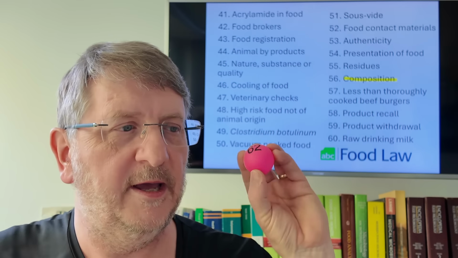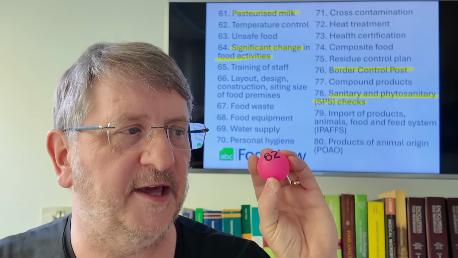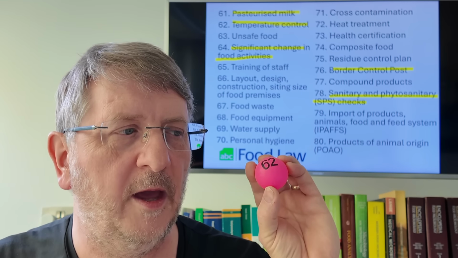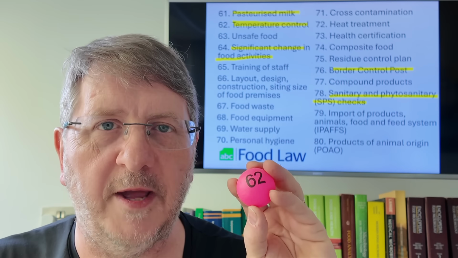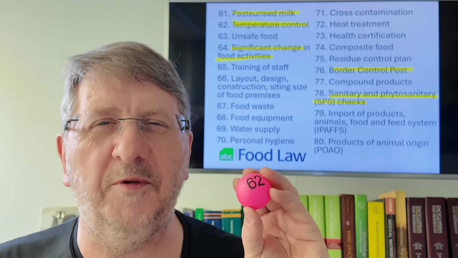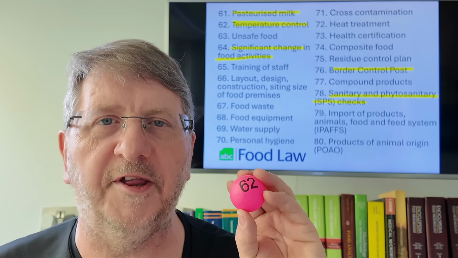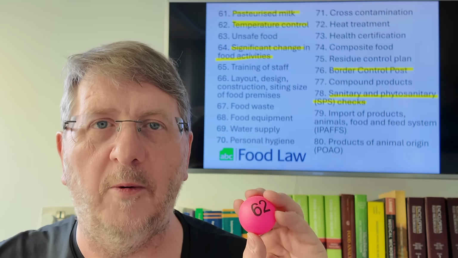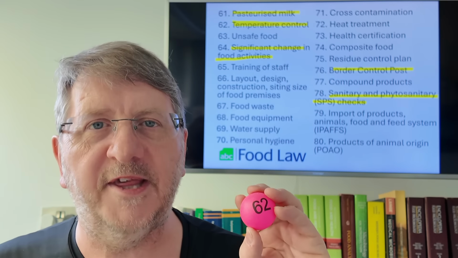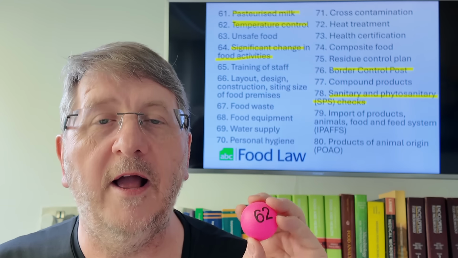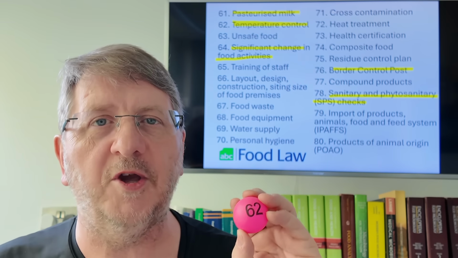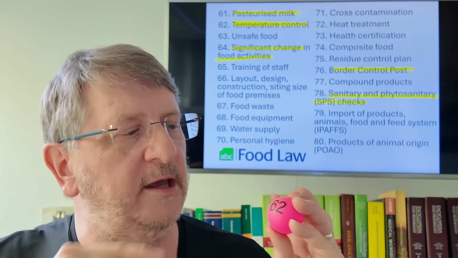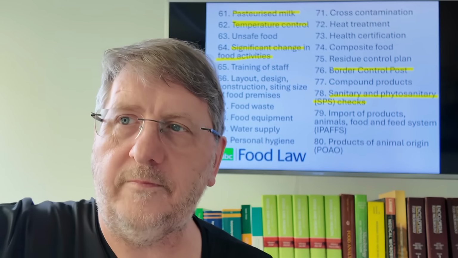Now we have number 62. Temperature control is a food hygiene issue. Generally speaking, foods that can support the outgrowth of microorganisms should either be kept cold at 8 degrees centigrade or lower, or kept hot, so 63 degrees centigrade or higher. Certainly that's England, Wales, Northern Ireland. Not in Scotland, it's a bit different, but that is a hygiene issue.